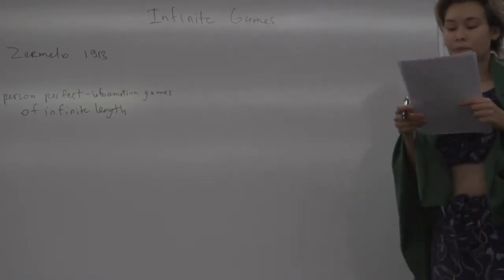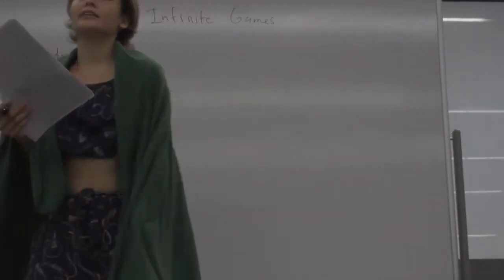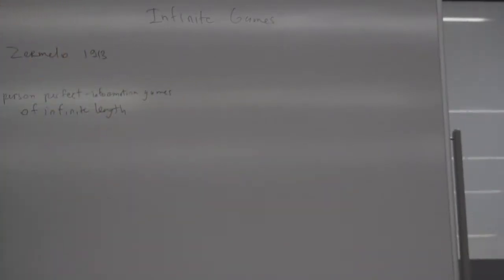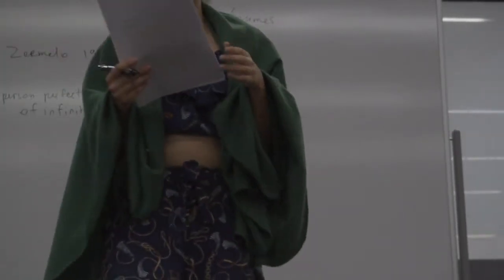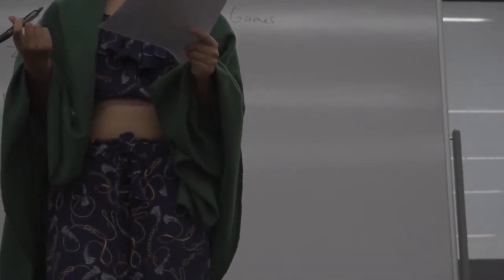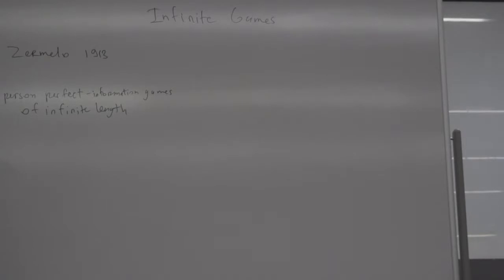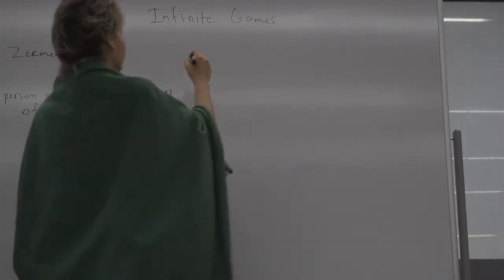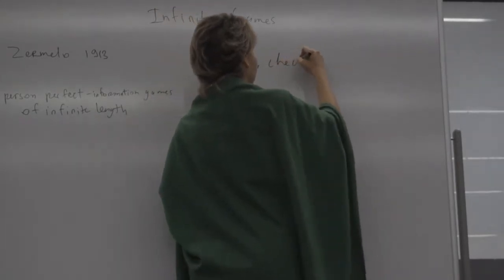So infinite games were systematically studied by Ernst Zermelo in 1913. If you don't know who Ernst Zermelo is, he was a German mathematician, a very famous logician, and he is the person behind Zermelo-Fraenkel axiomatic set theory. They made some particular axioms that people use nowadays, and he is also the author of the well-ordering theorem. He was studying games like, for example, chess or checkers or even Go.